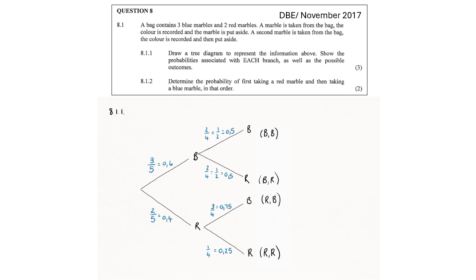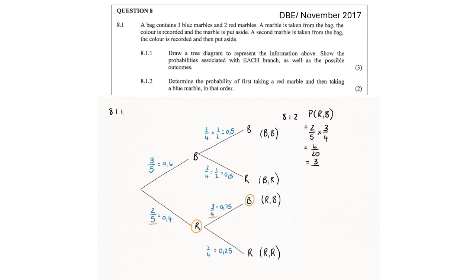In the next question, we need to determine the probability of first taking a red marble and then taking a blue marble in that order. So let's look at the tree diagram. The probability of first taking a red marble is 2 out of 5, or 0.4. And then after that, taking a blue marble is 3 over 4, or 0.75. So the probability of taking a red marble first and then a blue marble is then 2 over 5 times 3 over 4, and that gives us 3 over 10.